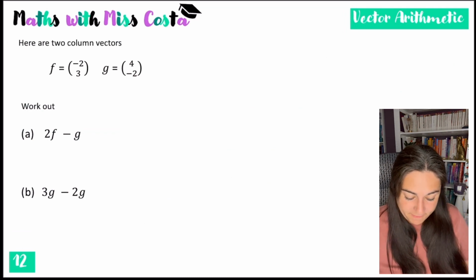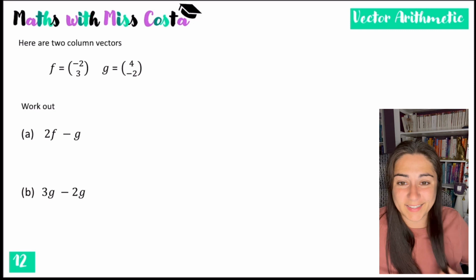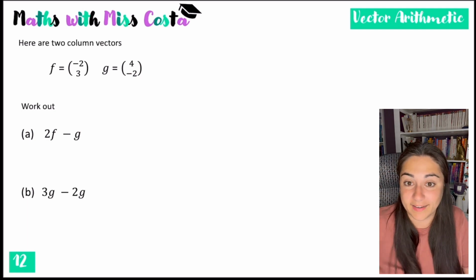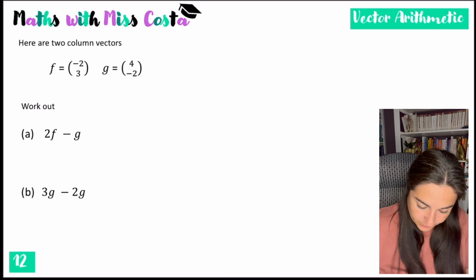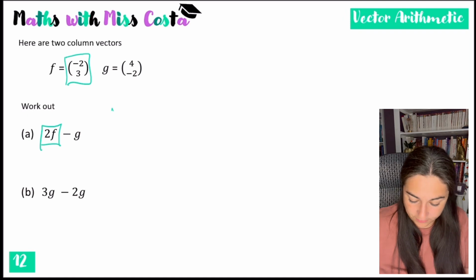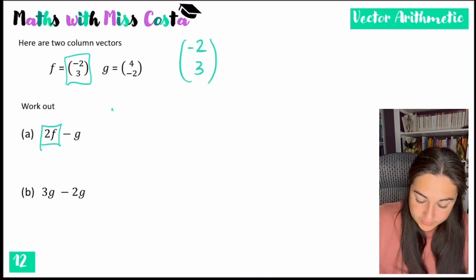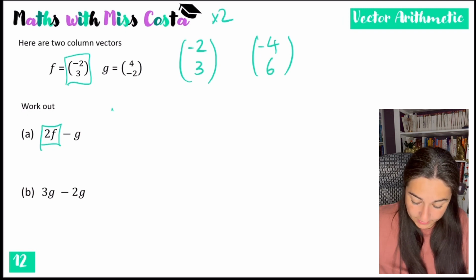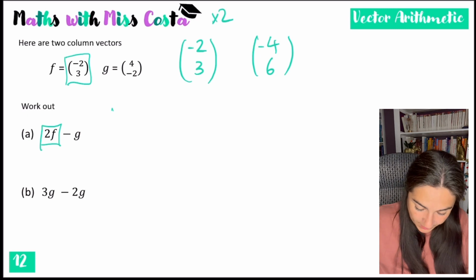And finally, we've got some vector arithmetic. So vector arithmetic is nothing to be scared of. It's literally just directions and movements, and it's really simple to add. You just add it as you would anything else. So you're told that you want to work out 2f. Now you know that f is (-2, 3). So 2f would literally be this multiplied by 2. So multiply the top part of the vector by 2. Minus 2 times 2 is negative 4. And 3 times 2 is 6. So therefore, 2f would be (-4, 6).